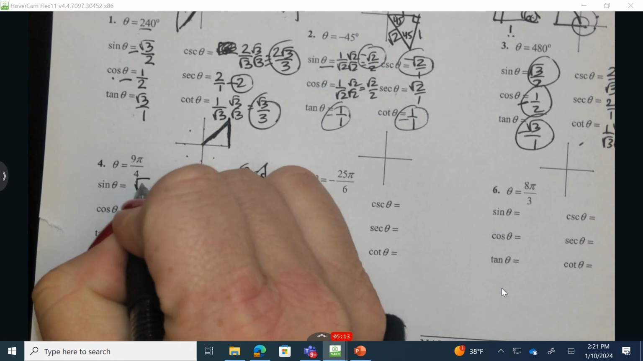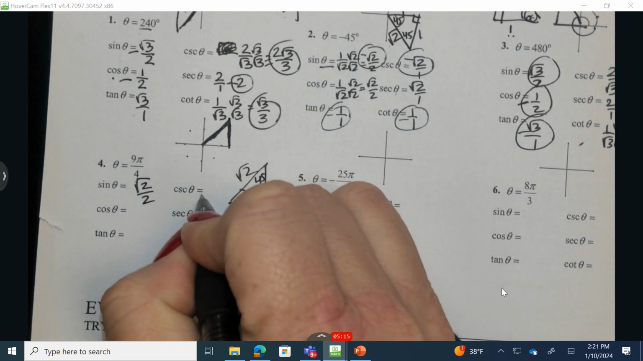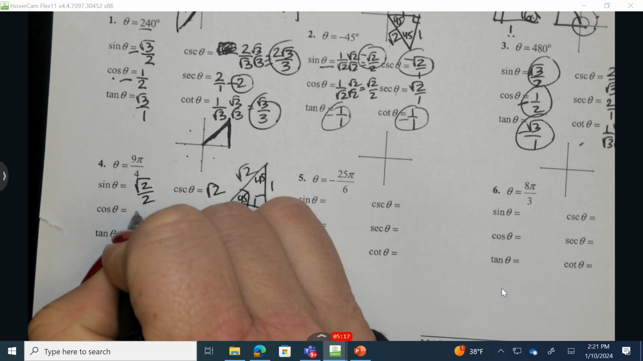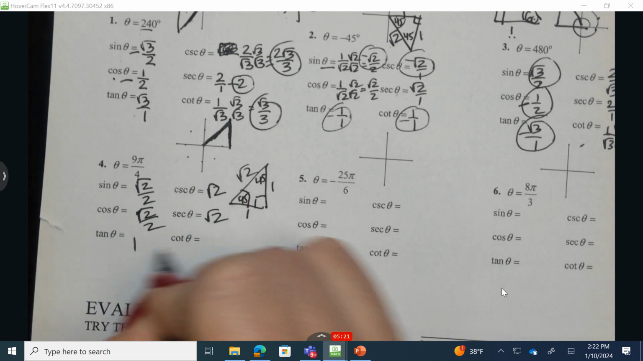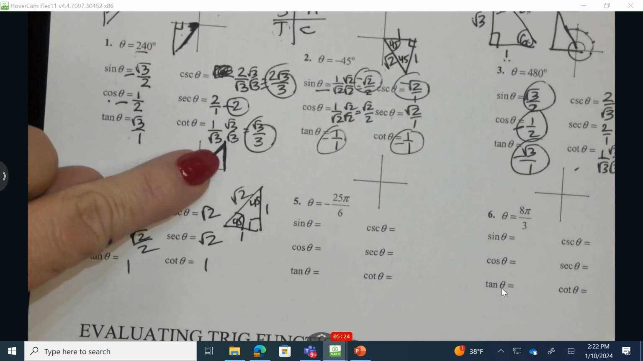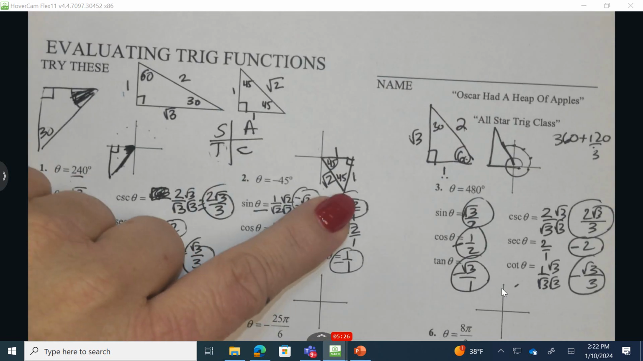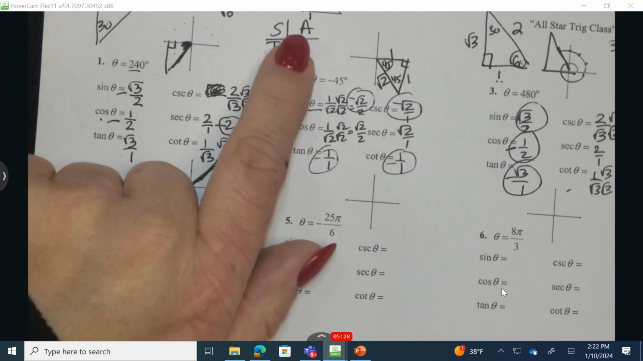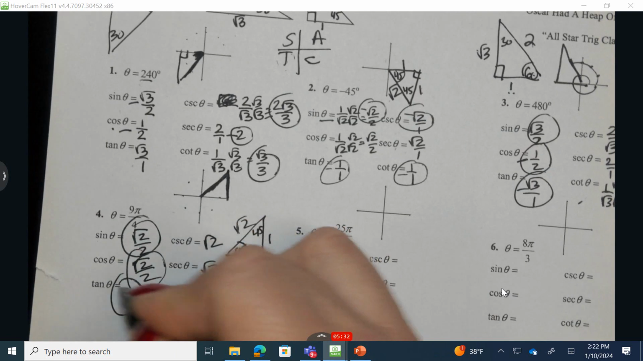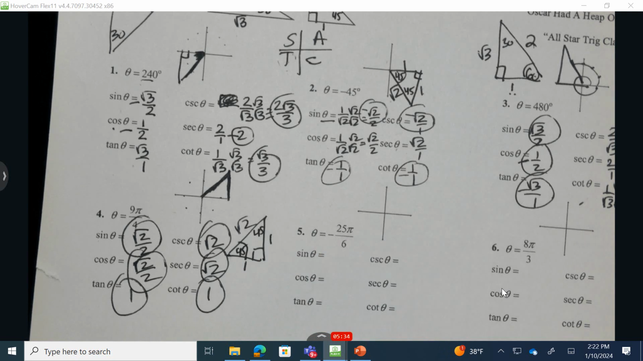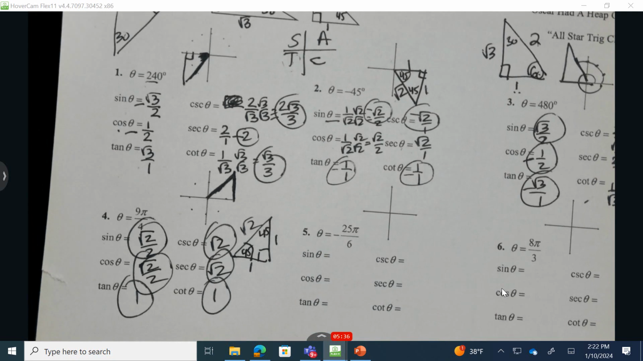I'm not going to put the signs, but radical 2 over 2, radical 2 over 2, radical 2, radical 2, 1, and 1. Now, when it comes to the signs, we're in quadrant 1, not in quadrant 4. So in quadrant 1, everything is positive. That means all of these are positive. And here are my 6 different values, evaluating the trig functions for all 6.